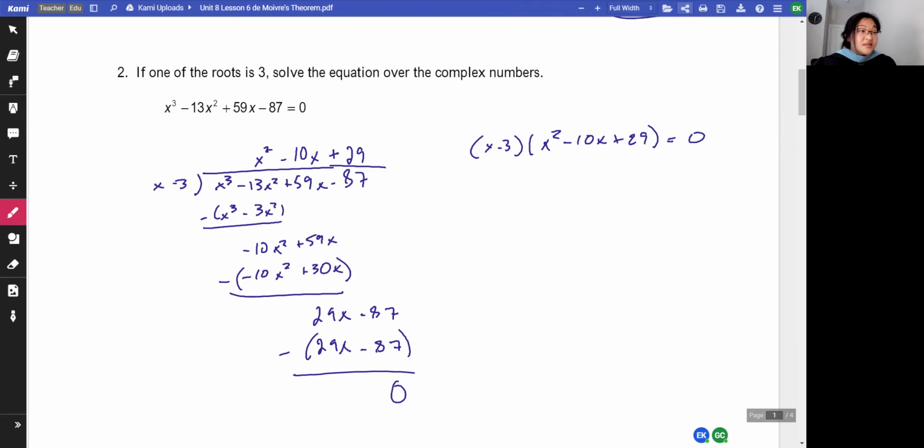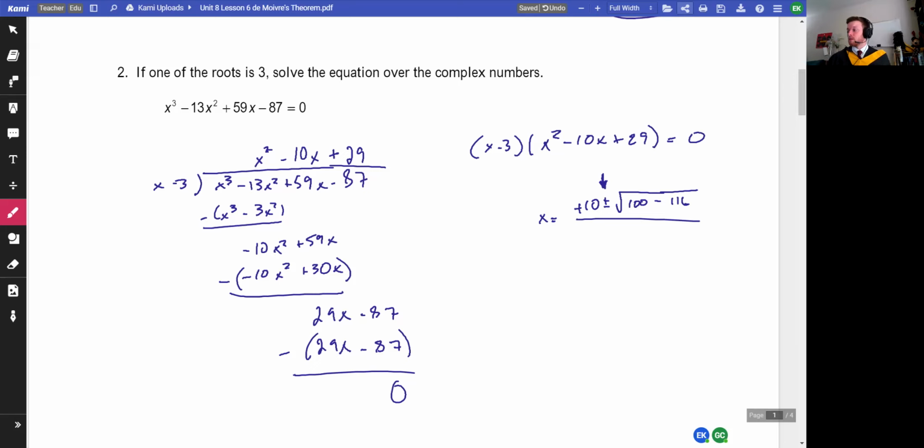Sounds good. Okay. X equals negative b plus or minus. Do you want me to write it? Negative b, so positive 10 plus or minus the square root of b squared, which is 100, minus 4ac. And 4 times 29, that's 4 times 20 is 80 plus 4 times 9, 36, so 116. I think that is where we know we're getting complex roots here. All divided by 2a, which is 2. Boom. Here are our other roots.